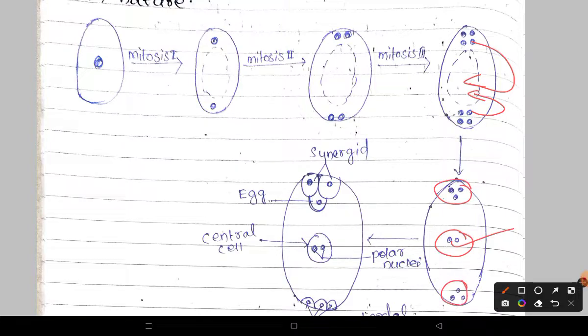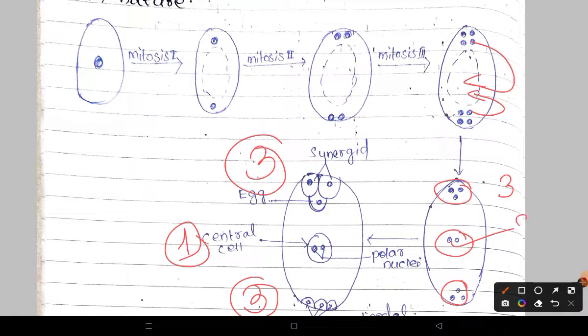Now after this distribution, cell wall formation begins. So it produces 3 cells at the micropylar end, 3 cells at the chalazal end and 1 cell at the center. So the nuclear distribution in the embryo sac is 3-2-3, and the cellular distribution in the embryo sac is 3-1-3.